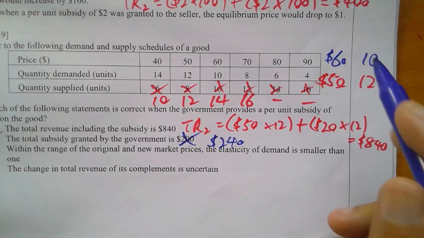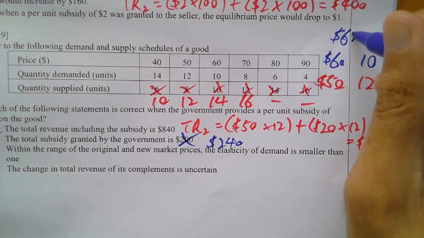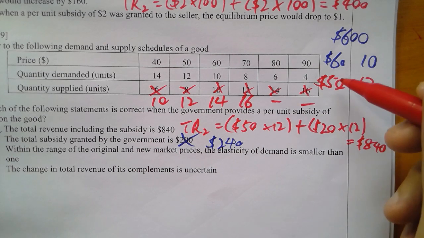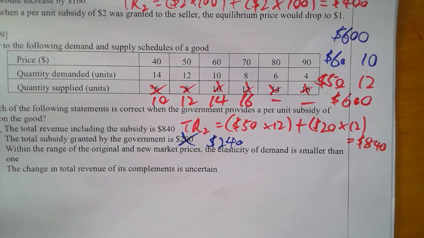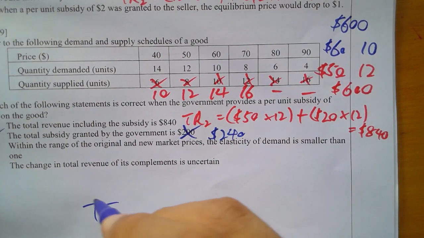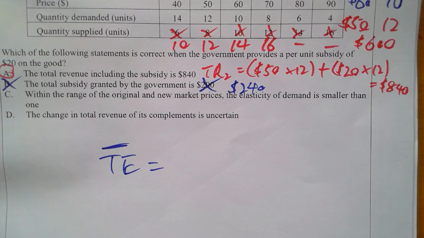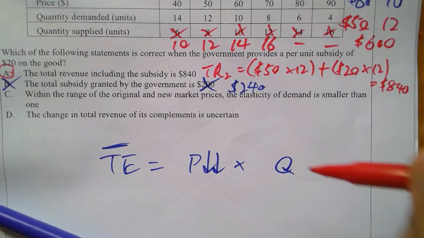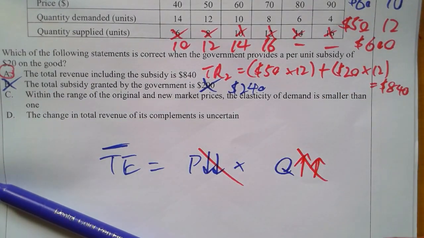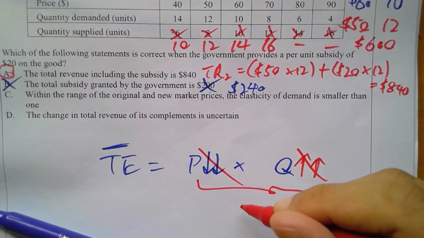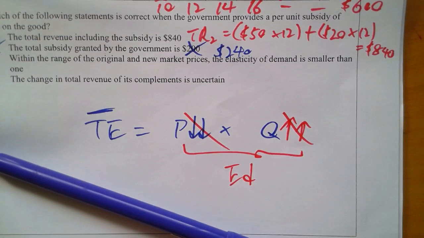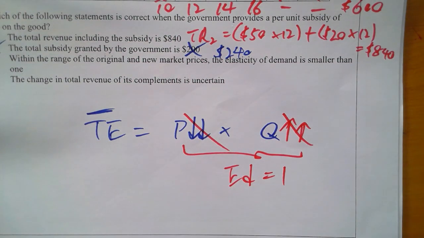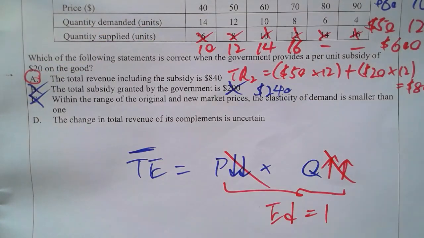Let's work it out, okay? Now, TE original, 600. New TE, here. New TE, also 600, right? So, we know TE remains unchanged. Remains unchanged, right? P times Q. P has dropped. So to balance this equation, Q should move the same. What do we call this? Now I don't know whether it's unitary elastic, okay? Because I don't know whether the whole curve is 1. But at least for this range, ED should be 1, not smaller than 1. Right? So unfortunately, C is not correct.